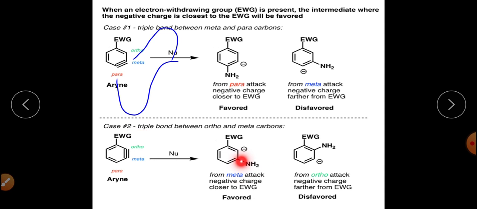When it attacks at the meta carbon, it will be a carbanion, and when it attacks at the ortho position, it will be a carbanion. So when we talk about the stability of this particular carbanion, this is the stabilized position in comparison to this one. So again, this will be the favored position of attack in comparison to this one. So this will be the major product in that case, right?